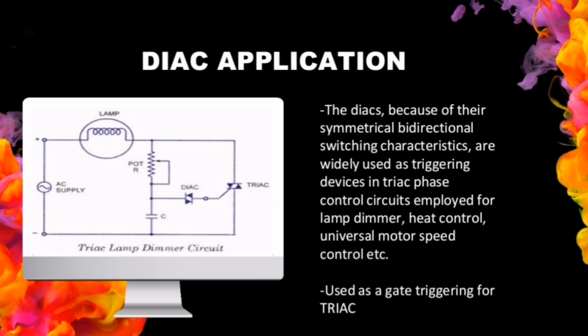Despite this, for large applications, two thyristors are generally used. Nevertheless, the diac and triac combination is very useful for lower power applications including light dimmers.